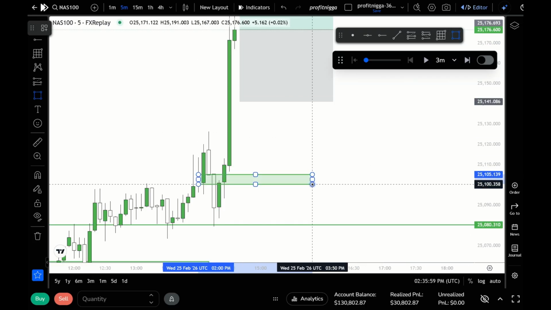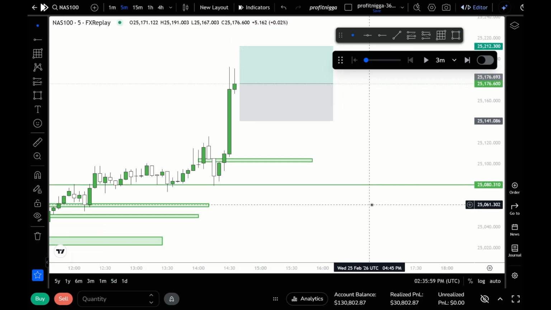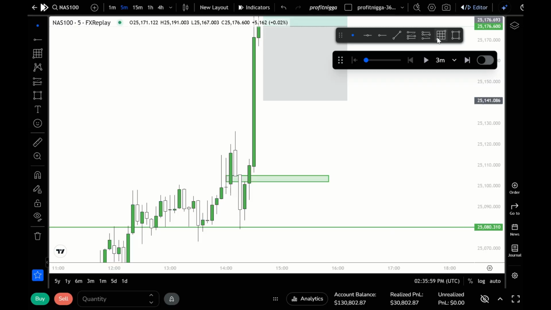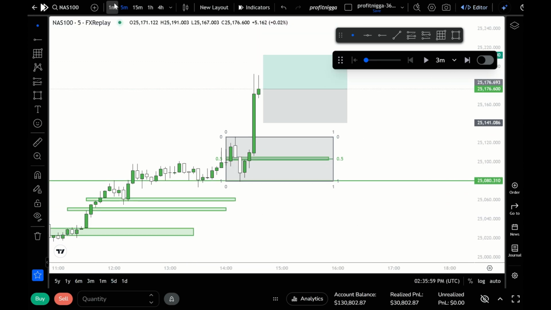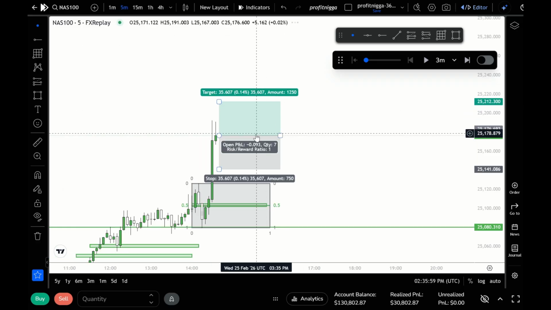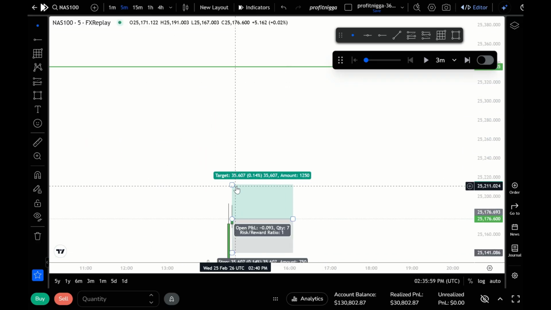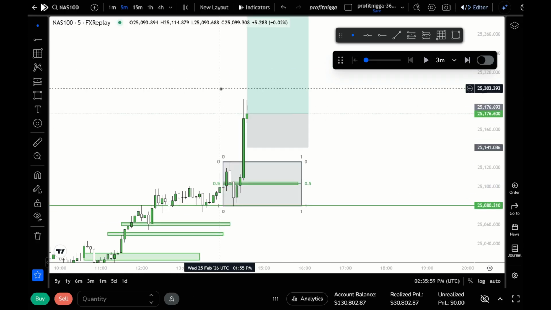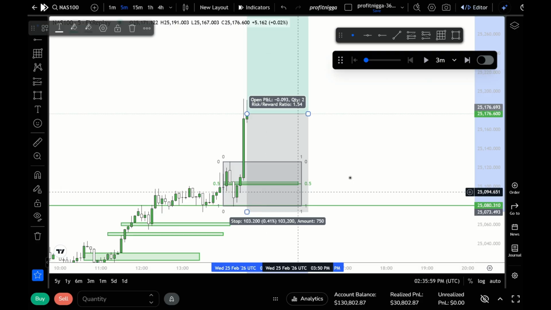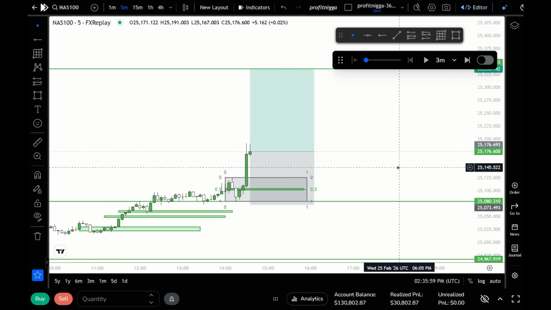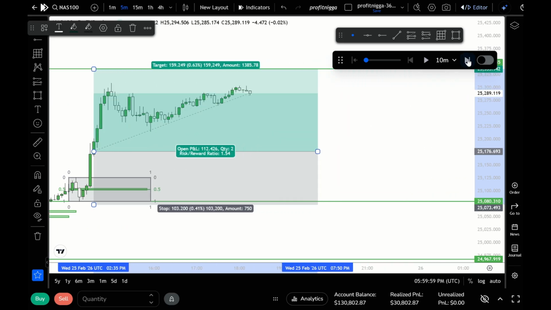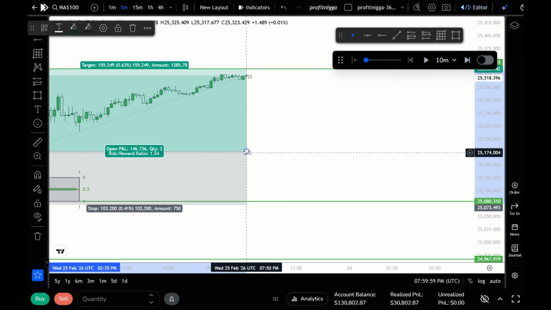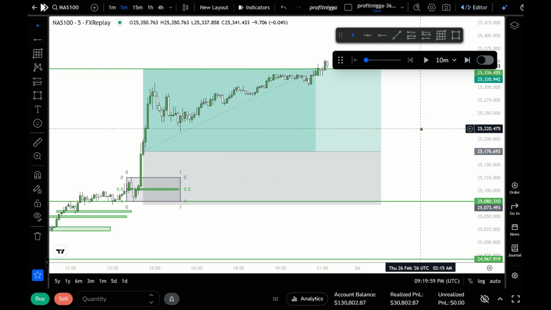We also have an inverse fair value gap here. And it also looks like price reacted off of equilibrium. Just like that, we hit take profit.